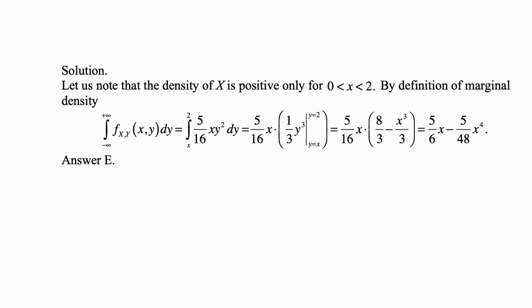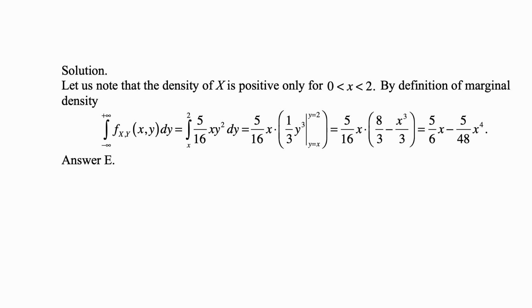So in general, the marginal density of x is the integral from minus infinity to plus infinity of f sub XY of x, y dy over all possible values of y. Really, in this case, only between 0 and 2 can this density be positive. But y doesn't run from 0 to 2. It runs from x to 2, because y has to be more than x. So this is actually equal to the integral from x to 2 of 5/16 x y squared dy.